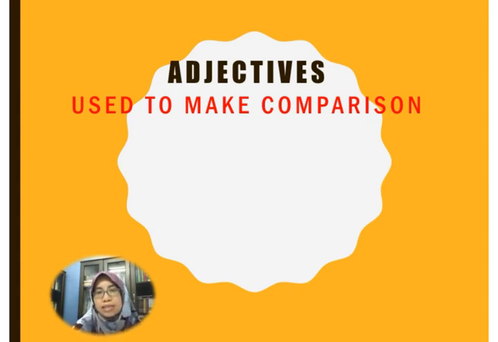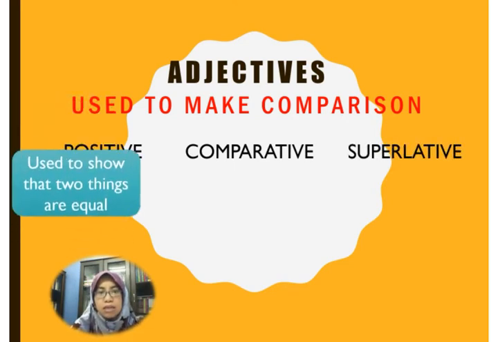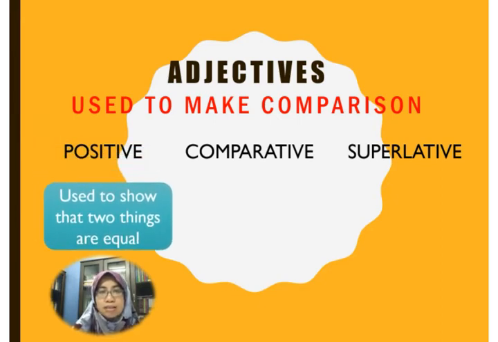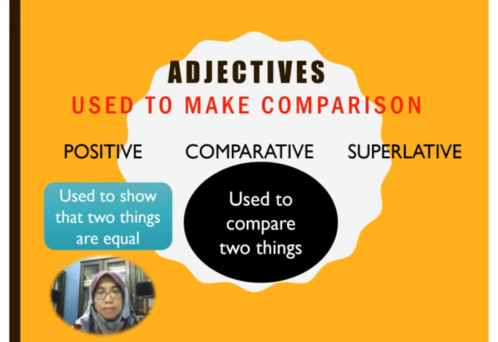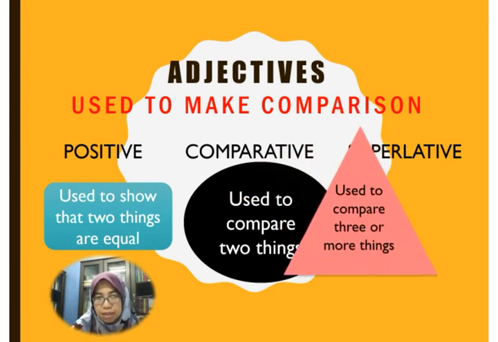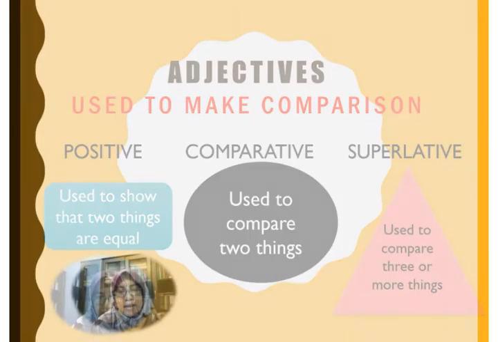So there are 3 degrees of comparison. Ada 3 bentuk ya. The first one is positive, the second one is comparative, and the third one is superlative. If you want to show that 2 things are equal, you may use positive forms. If you want to compare 2 things, nak bandingkan 2 benda, you may use the comparative forms. And if you want to compare 3 things or more, you may use the superlative forms.